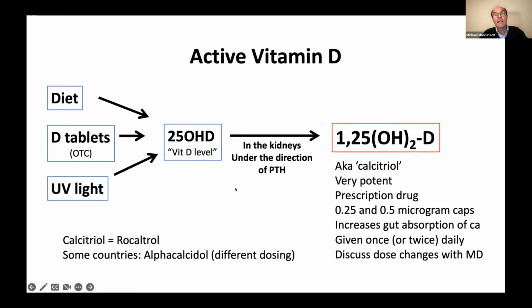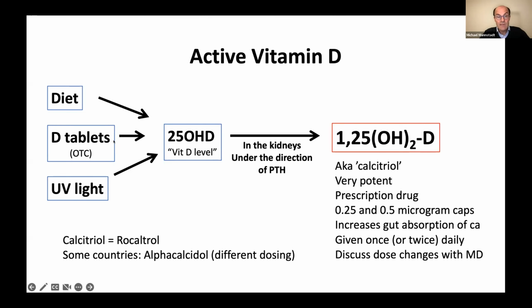So let's talk about the second drug that we use, and that's the active vitamin D. That's also sometimes confusing, what we call vitamin D and what is active vitamin D. So let me just review this briefly with you. Where does our vitamin D come from? Well, it comes from the diet. It comes from tablets that we're taking over the counter. And it comes from UV light when the skin is exposed to UV light.